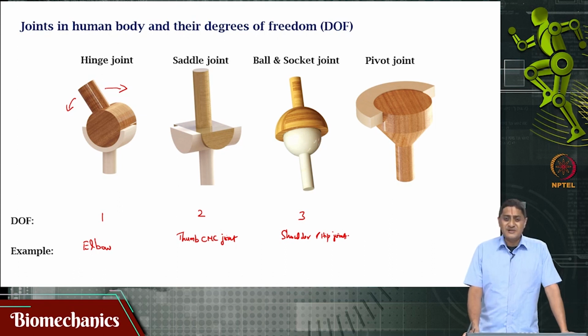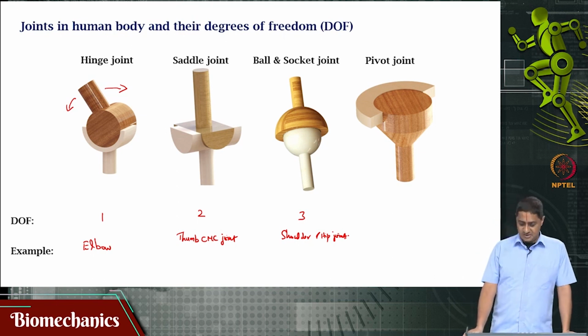So, an expectation is that because there is no translation possible, there will be a great amount of stability that can be ensured. But the amount of rotation that is possible, especially in the shoulder, is so huge that you are not able to have a great amount of stability, which is why frequently you have dislocations of the shoulder joint, and it is a serious problem.